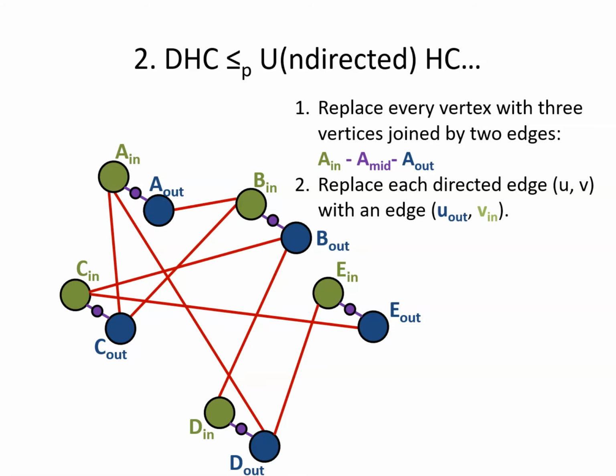In this case, if the original edge was U to V, it will now be from U out to V in. We argue that if there was a directed Hamiltonian cycle in the original graph, there's now an undirected Hamiltonian cycle in the new graph.